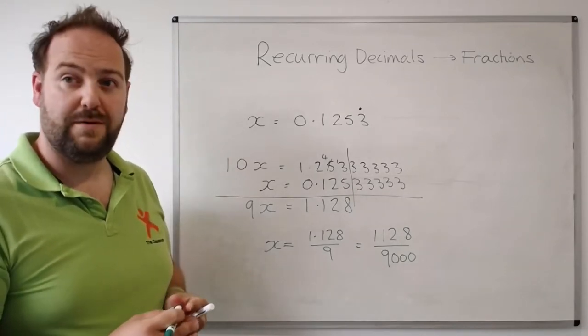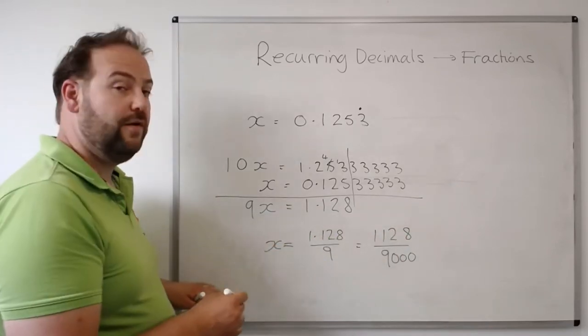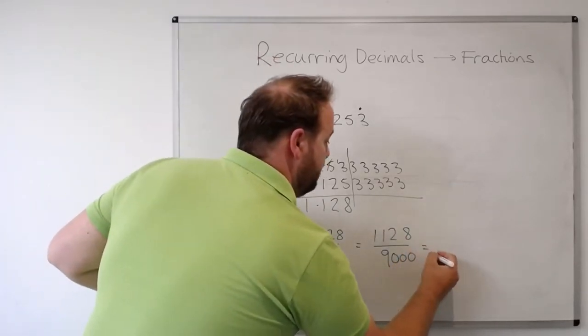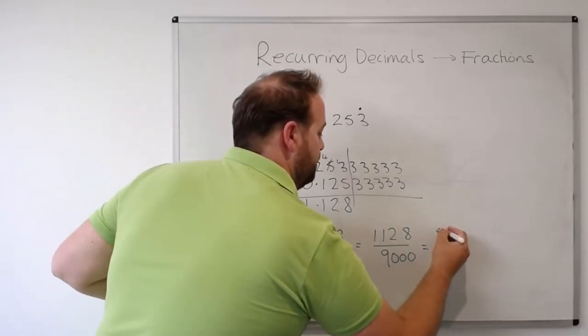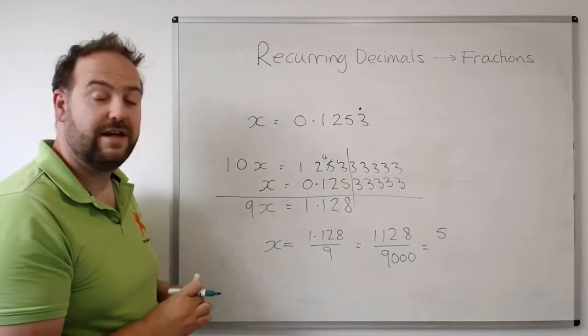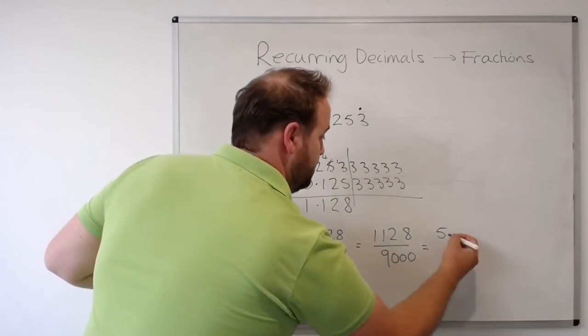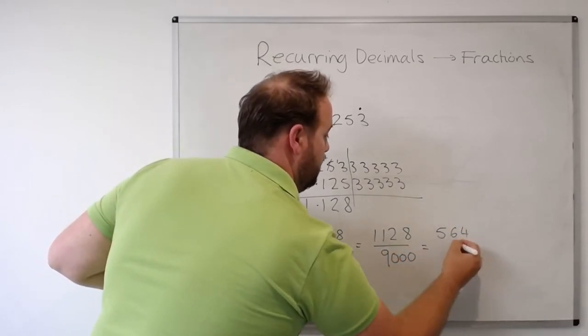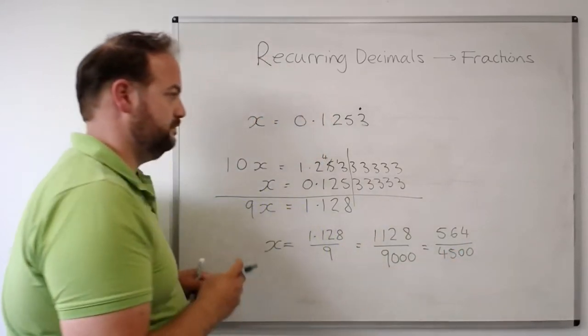Hopefully you can recognise both those numbers are even. One ends in an 8, one ends in a 0. They're both on the 2 times table, so we can divide them both by 2. If you have one as complicated as this in your GCSE, it's probably a case that you will have a calculator to finish this off. But that would be 564 over 4,500.